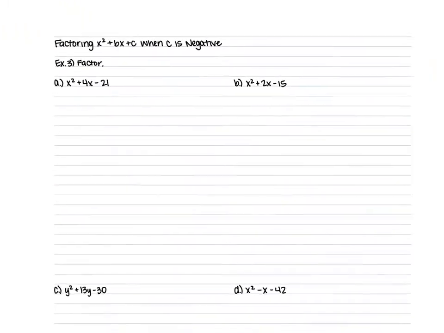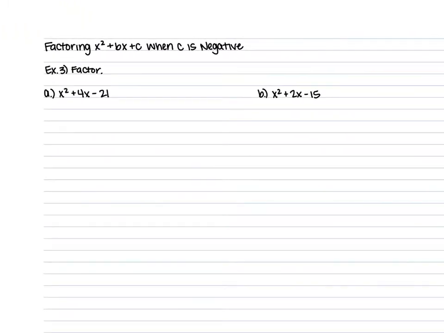For example 3, we're working with these trinomials where c is negative. When c is negative and we find the factors of that, it just means that your two factors are going to have opposite signs. So again, you're keeping in mind the sign on your c term and the sign on your b term when you're doing these.